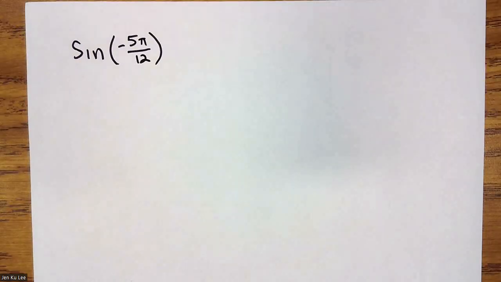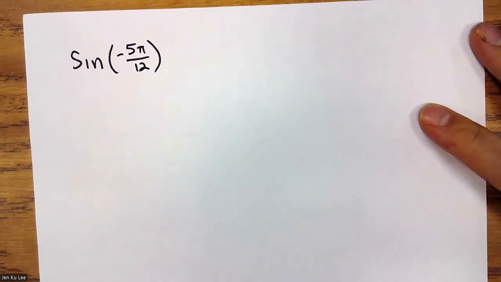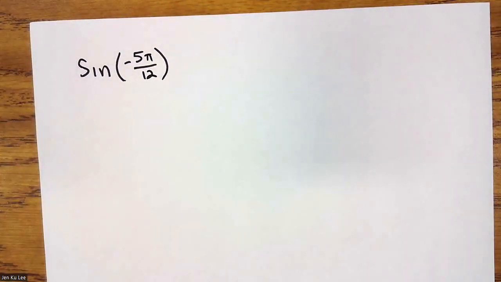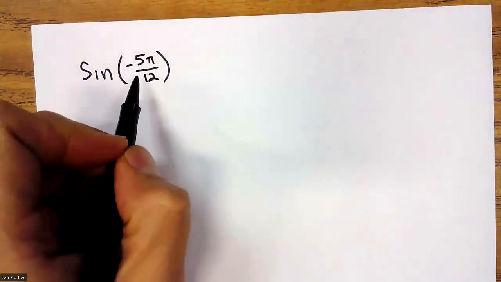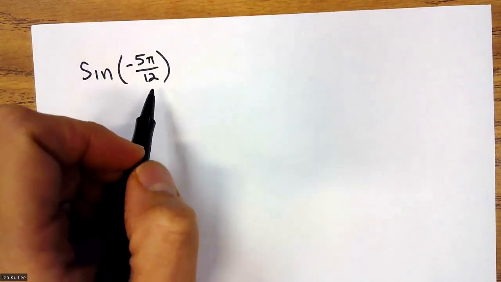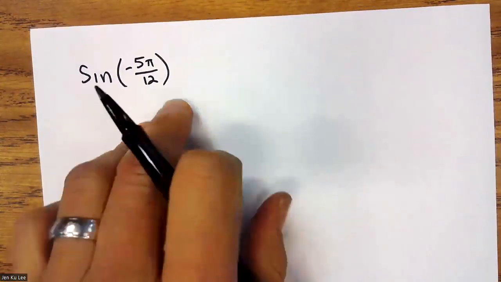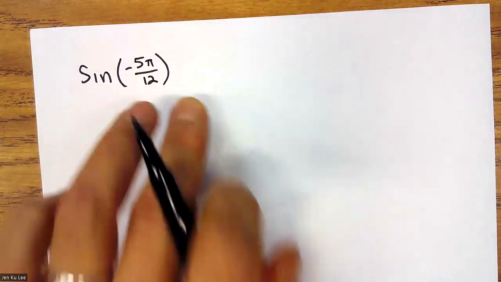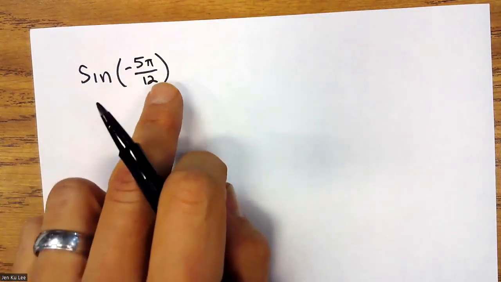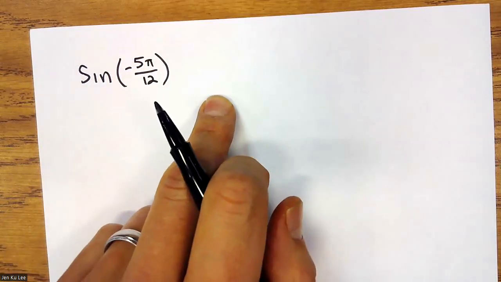So this is a review on 7.2, which is on addition and subtraction formulas of trig functions. If we have sine of negative 5 pi over 12, the first thing we want to do, we can solve from here if you want to deal with radian measures. I don't, so I would like to change that into degrees.